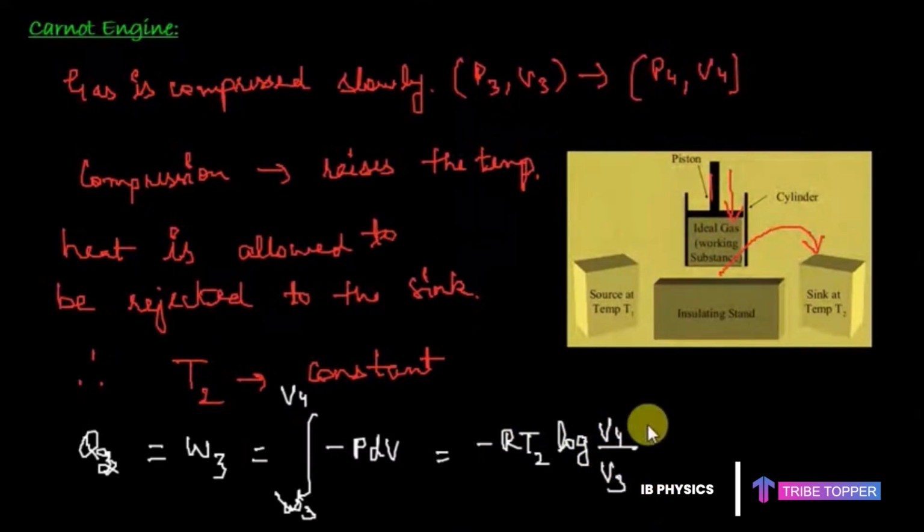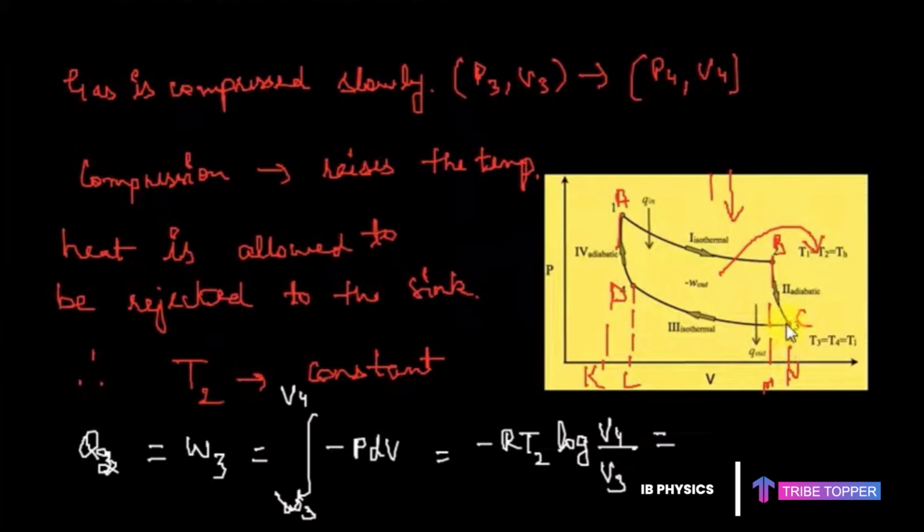And if we talk in terms of the area under the curve, it is going to be the area under this curve, C, D, L, N, C. So this entire area would be expressing the work done. So we'll write it down here, that this work done during isothermal compression is equal to the area under the curve C, D, L, N, C, and we put a negative sign here because it's the compression happening.